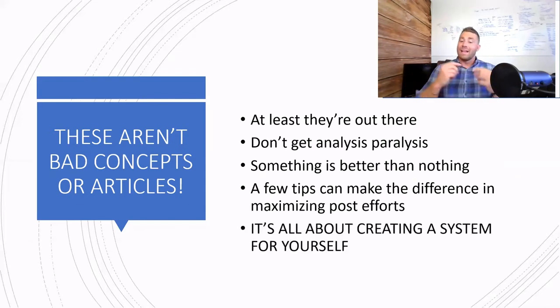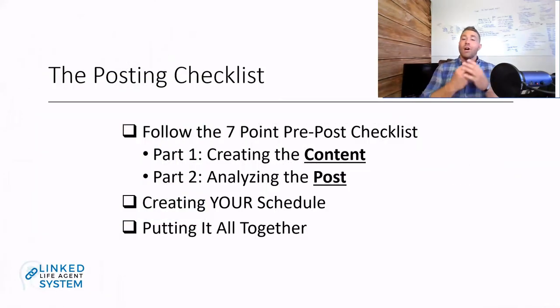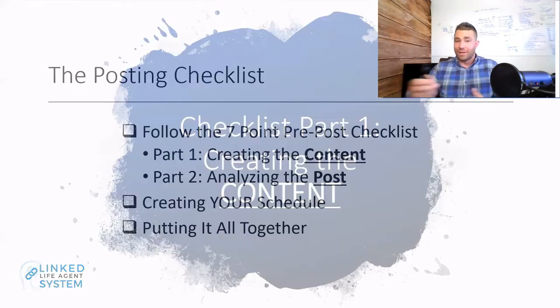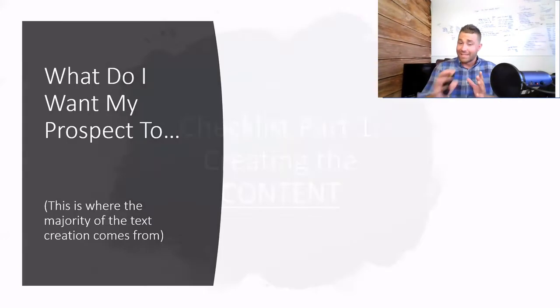But a few tips can make the difference between just being on LinkedIn and maximizing your efforts on LinkedIn. And it's all about creating a system for yourself. So what we like to use is what's called the 7-point pre-post checklist. Now with this checklist, part 1 is about creating the content, okay? Trying to figure out what content should I create? What's actually going to generate leads or drive people towards action? Part 2 of that process is analyzing the actual post. So what does the actual post itself need to look like with videos or text? Like, how's that structured? So after that, you create your schedule, you put it all together. So part 1 of the checklist, we're going to dive into that a little bit.